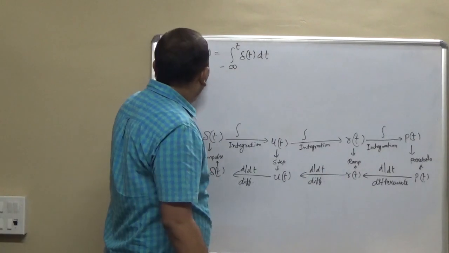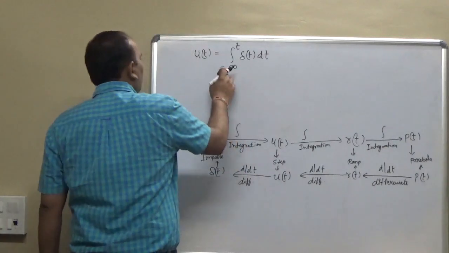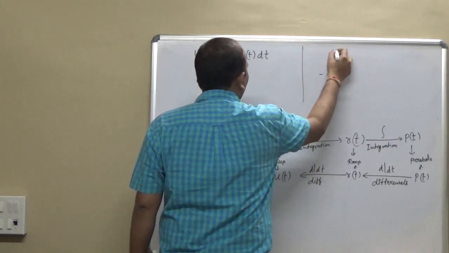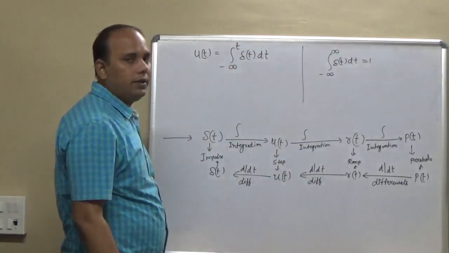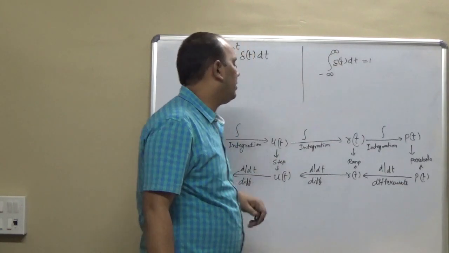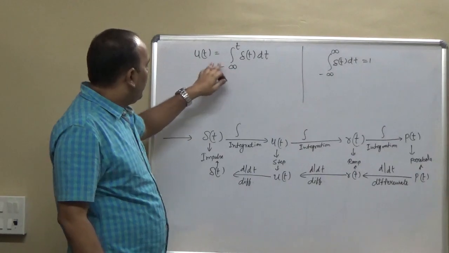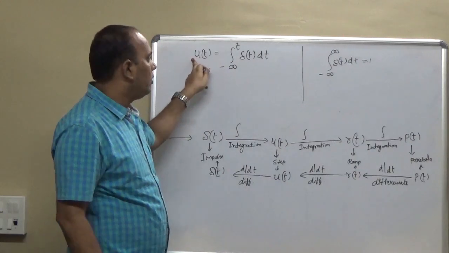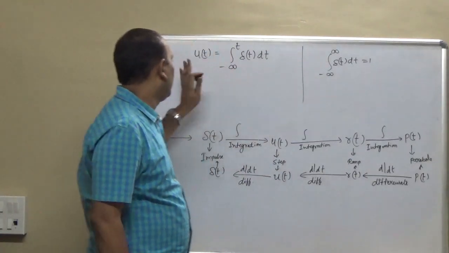So just for your revision purpose, u t is equals to minus infinity to t del t dt. So if you take minus infinity to infinity del t dt is equals to 1, that is a constant value, that is a definite integral, because we are taking the integral for the finite range, that is minus infinity to infinity, that will be equals to 1, and it will be independent of time t. But if you see, when we are integrating minus infinity to time domain t for del t, then you will get u t, not 1, right? So there is a difference between this limit and this limit.